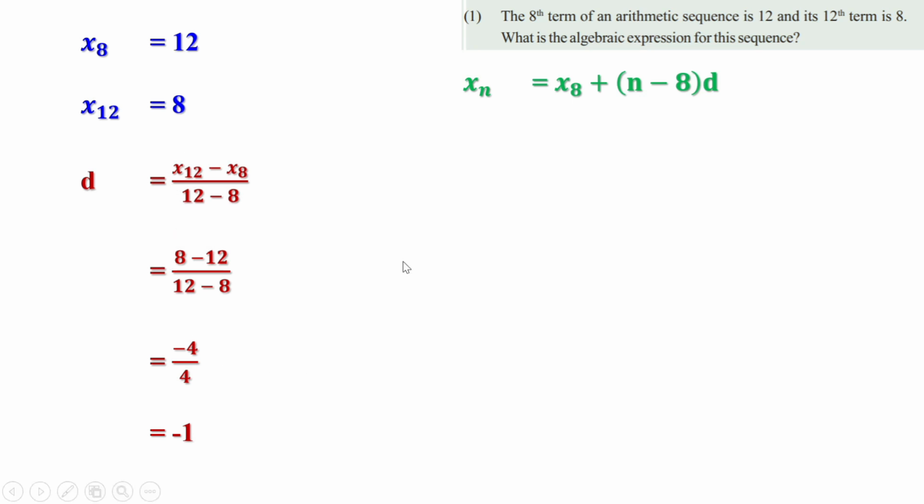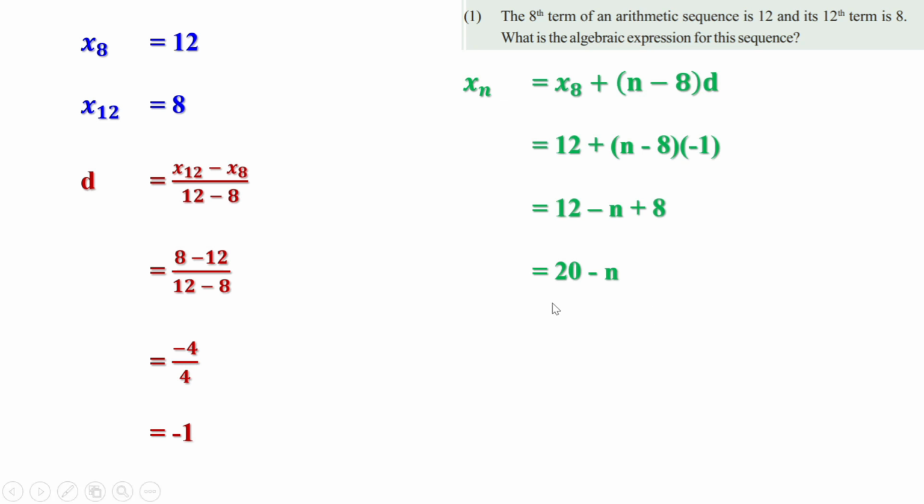8th term is 12. So it can be written as 12 plus n minus 8 into minus 1. Now let us multiply. Minus 1 into n is minus n. Minus 1 into minus 8 is plus 8. So this can be written as 12 minus n plus 8. 12 plus 8 is 20. So it can be written as 20 minus n. You can find the nth term from 12th term also. Nth term equals 12th term plus n minus 12 times d.